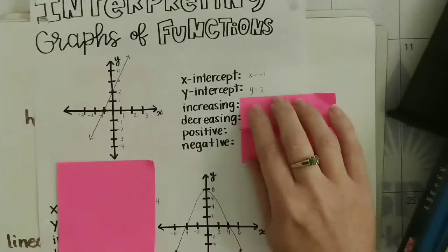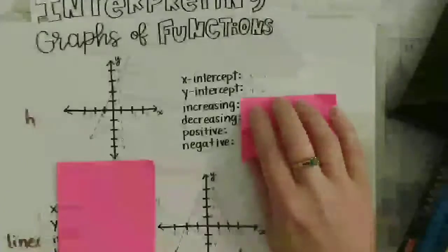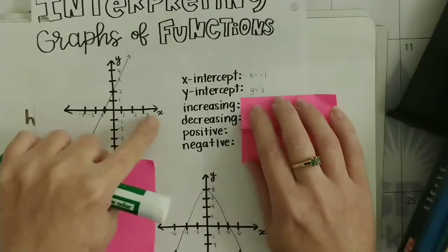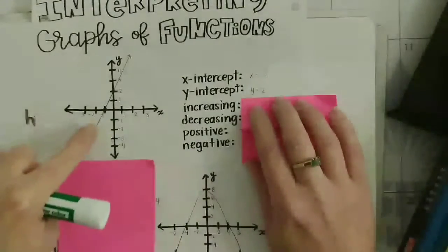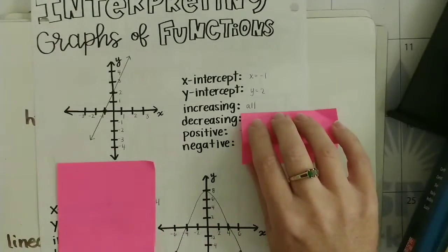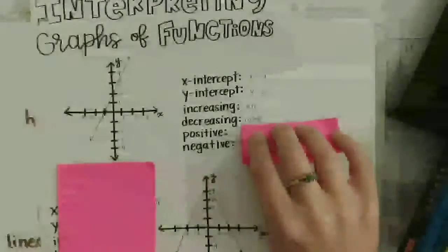Increasing, by definition, where is the function rising? And we have to talk about that in terms of the x-axis. So, if you look at the whole thing, it looks like it is all rising. Decreasing, where is our function going down? There's nowhere that it's going down.